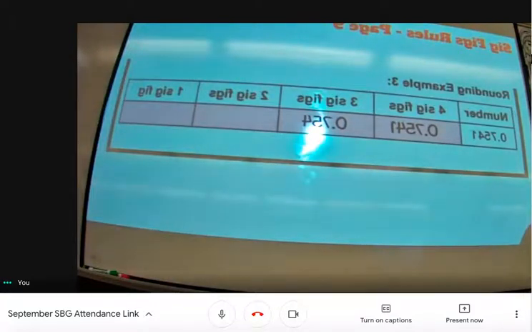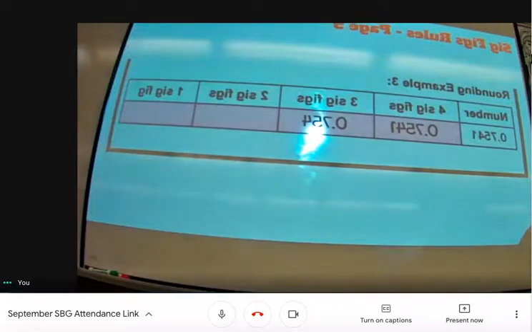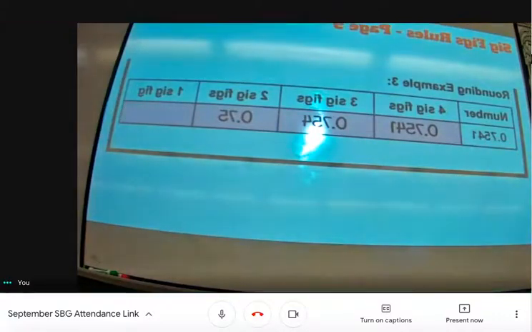Would it be 0.75? You got it. Thank you so much, Aurelie. 0.75, right? The second digit is 5. The second significant digit is 5. 4 does not make it round up.